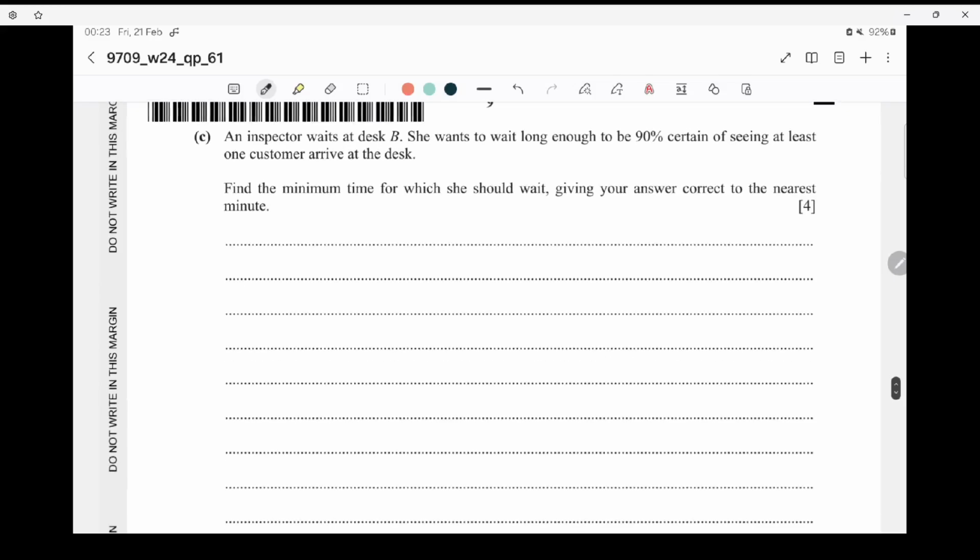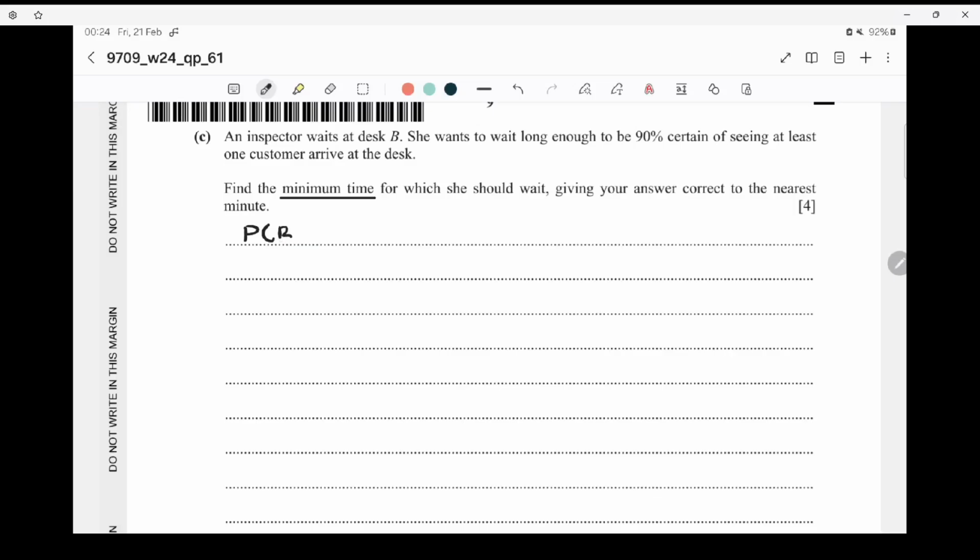Part C. She wants to wait long enough to be 90% certain of seeing at least one customer. Find the minimum time she should wait. So in this case, it is better for you to do it this way.